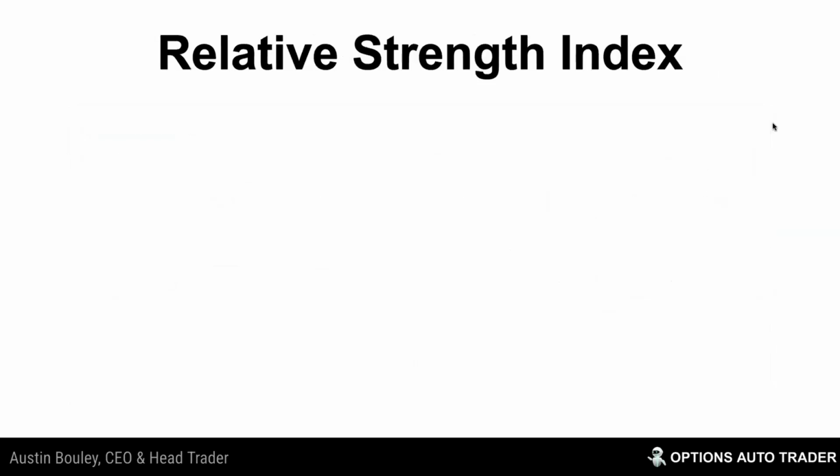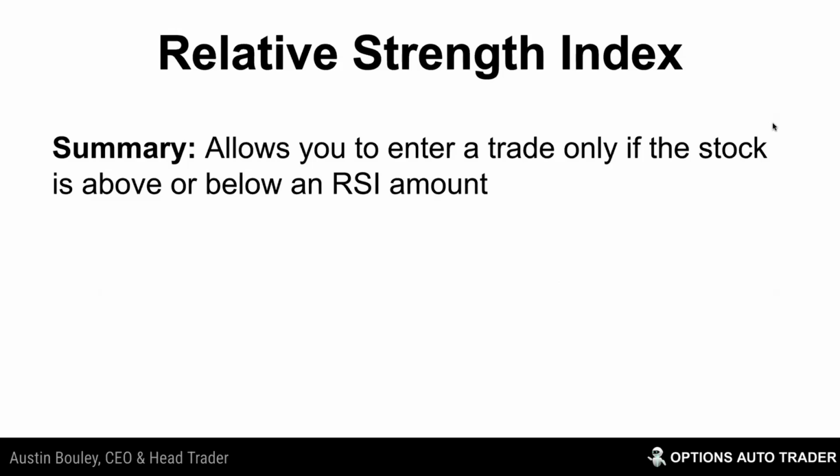Next, and last but not least of our indicators, is the relative strength index, also known as RSI. This shows you when the market is either overbought or oversold, which means overextended in either direction. So if it's too high or too low, it gives you that understanding based on just some math of the market. So this allows you to enter a trade only if the stock is above or below a certain RSI amount.